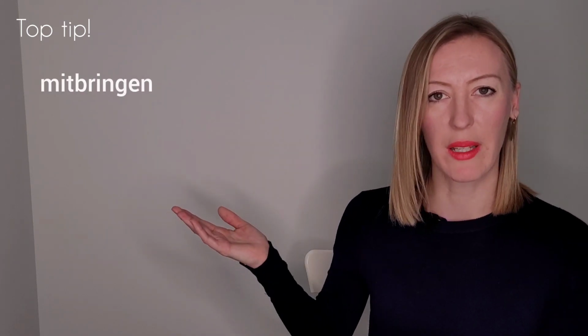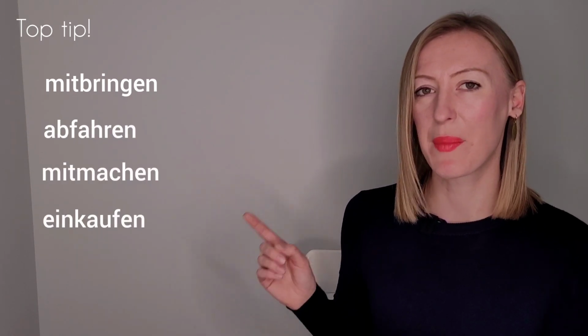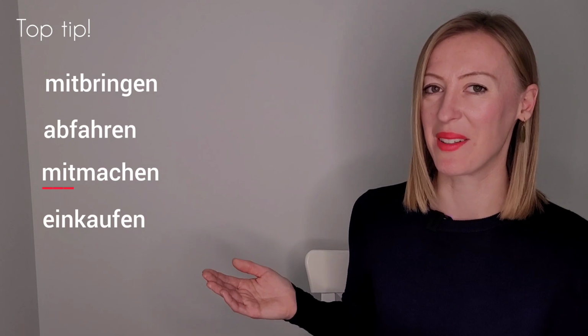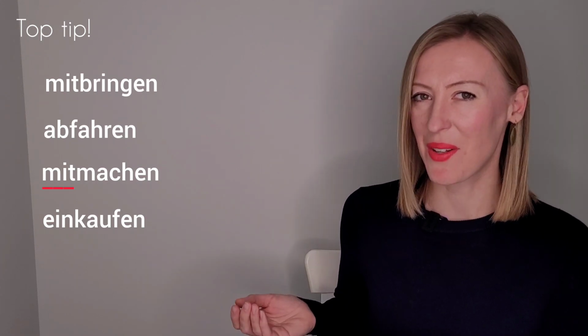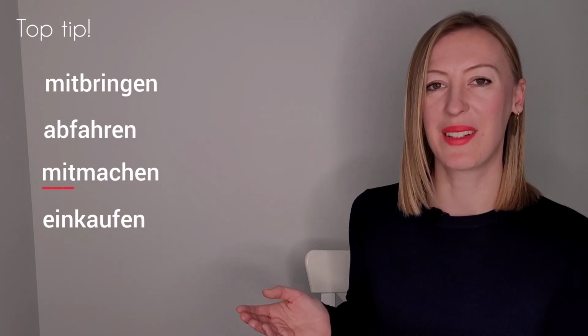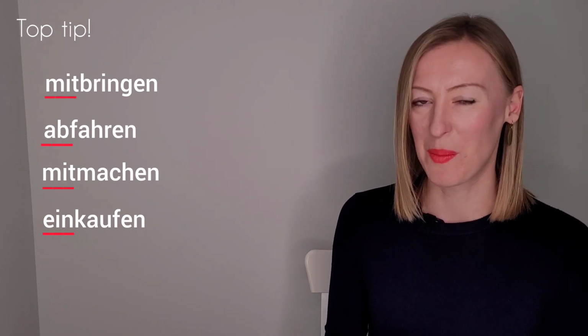The other way you can identify a separable verb is if you hear the verb pronounced. Did you notice which part of the verb I stressed when I was talking about separable verbs? Zum Beispiel mitbringen, abfahren, mitmachen, einkaufen. Notice how I'm stressing the prefix. So with the verb mitmachen, I'm saying mitmachen, not mitmachen. Do you notice the difference? If that first prefix is stressed, then the verb will be separable. And we'll talk a little bit more about that in my next video.